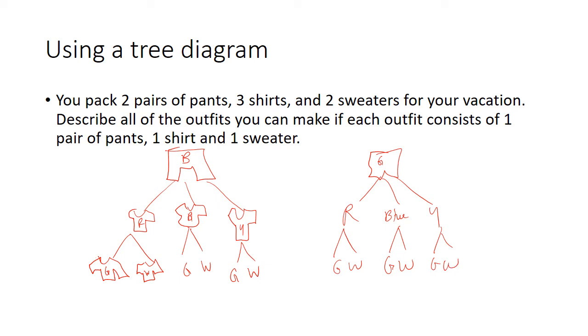So we could circle any branch of this tree to describe an outfit. So you could wear black pants with a red shirt and a gray sweater, or black pants and a red shirt and a white sweater, or black pants and a blue shirt and a gray sweater, or black pants and blue shirt and a white sweater, or black pants and yellow shirt with a gray sweater, black pants with a yellow shirt and a white sweater. And then all the same for the green. All right, so then that would be the description. So like this would be a description of one of the outfits.